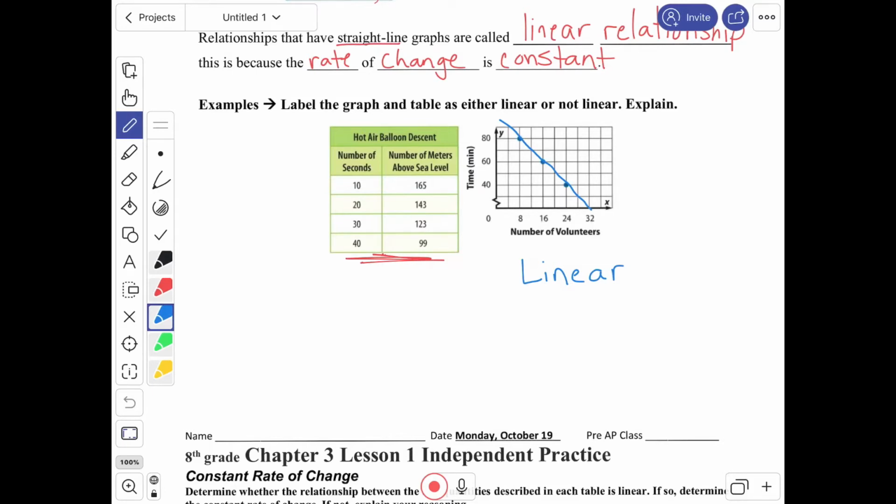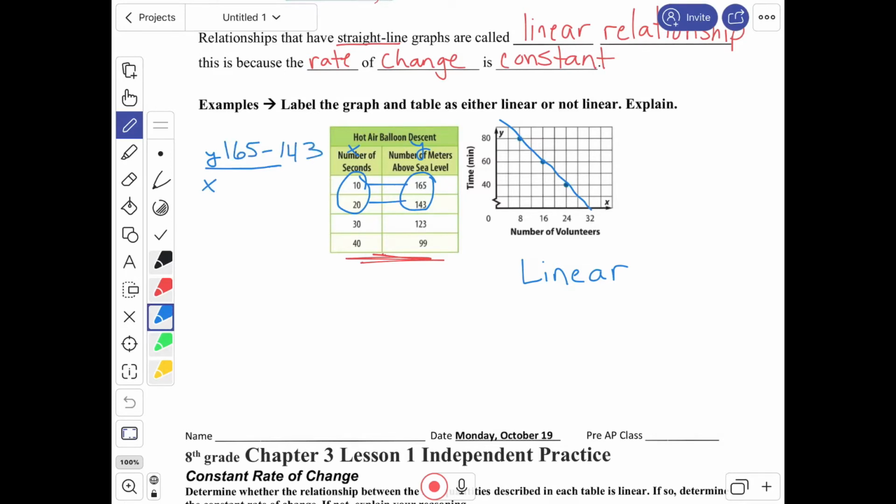However, if you don't have a graph to look at, you're going to have to compare. Pick 2 points and 2 other points. They have to go together. And we're going to subtract. We're going to put the y's on top and the x's on bottom.